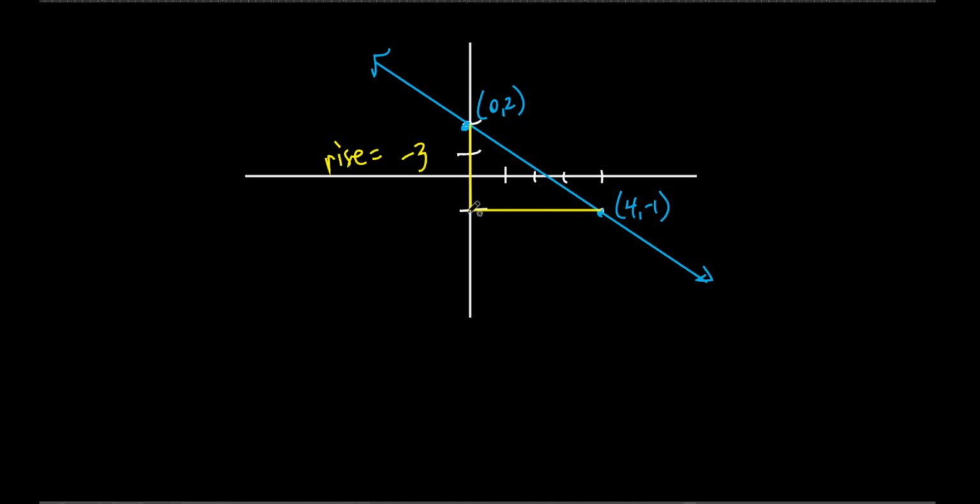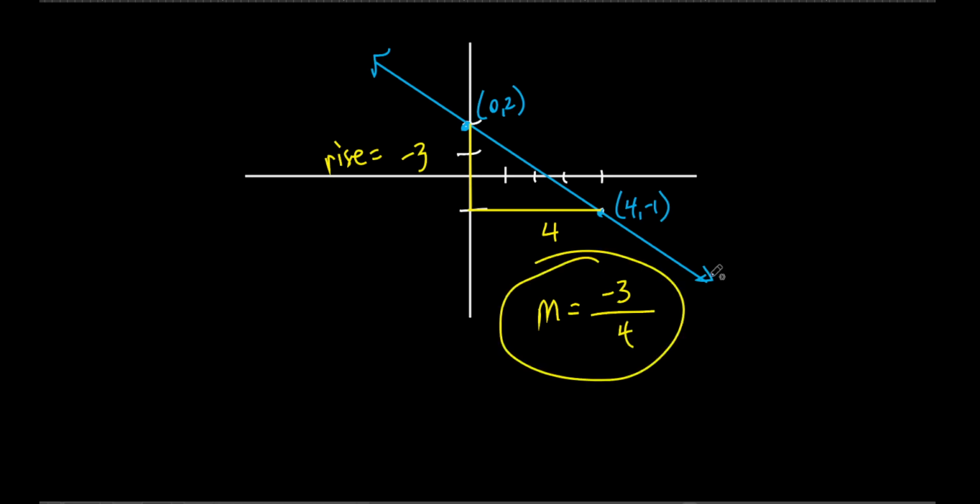What's my run? So I'm here now, right? And then I go 1, 2, 3, 4. What's my run? It's +4. You went to the right. You started here and you went to the right. So it's positive. So what's the slope? M is the slope. The rise is -3. The run is +4. That's your slope right there. It's as easy as that.